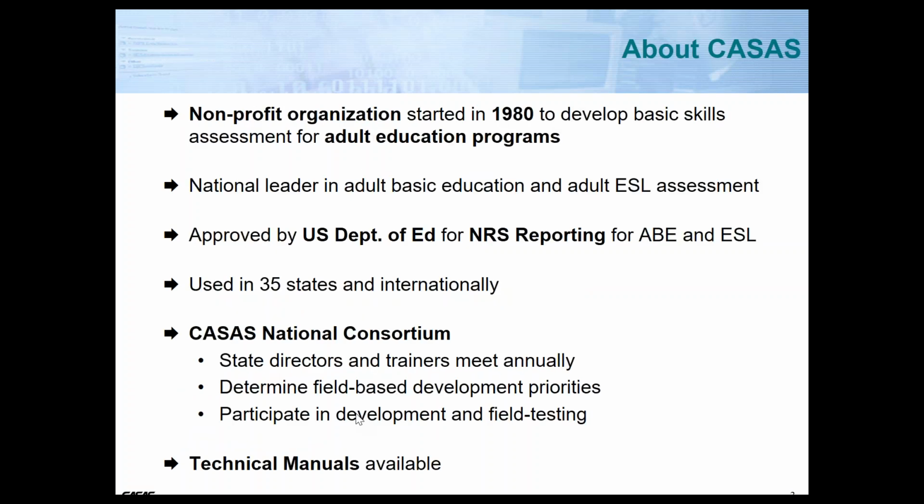All right, let me begin by saying that you may not realize that CASAS is a nonprofit organization. We've been around for quite a while. We're here to stay. We're small, but we've been here since 1980, and we develop basic skills assessments for adult education programs. We have a very far reach and consider ourselves to be a national leader in the field of adult basic education and adult ESL assessment. We've had tests approved by the U.S. Department of Ed since we began early in the 1980s, and we currently have tests that are approved for NRS reporting for both ABE and ESL for the NRS system.